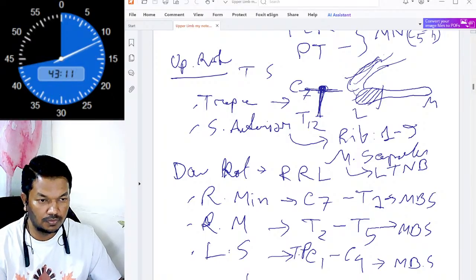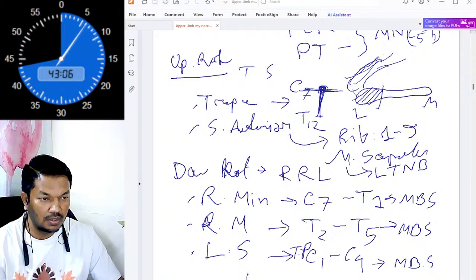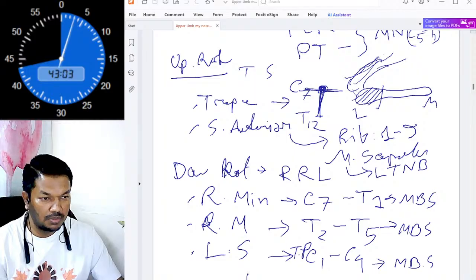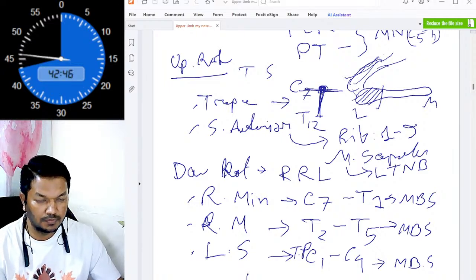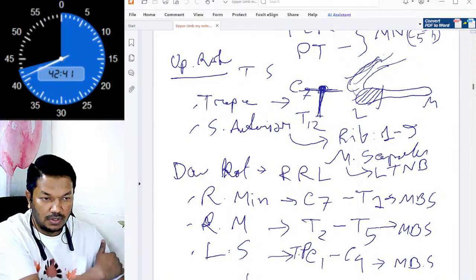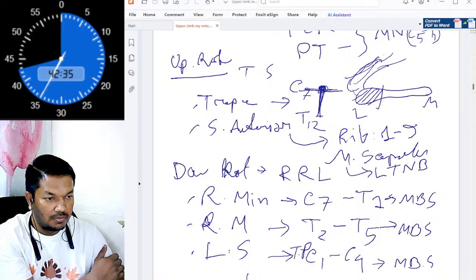External rotators of the arm: supraspinatus, infraspinatus, and teres minor. The axillary nerve supplies the deltoid muscle and teres minor muscle, and for motor and sensory, it supplies the lower half of the badge area, the lower end of the deltoid muscle.